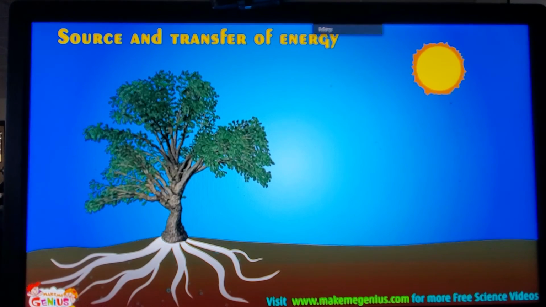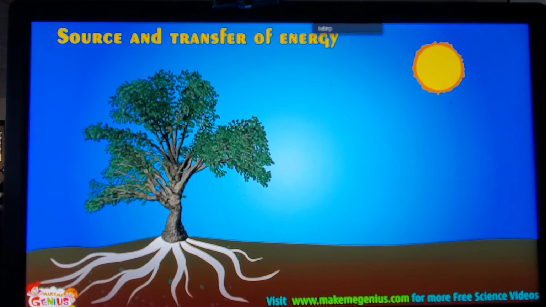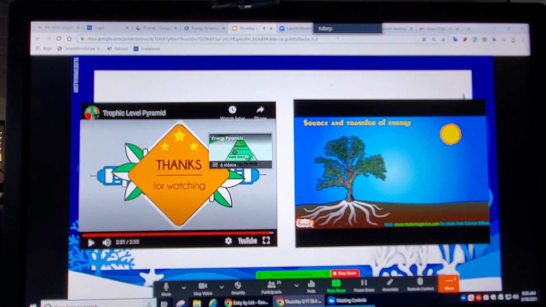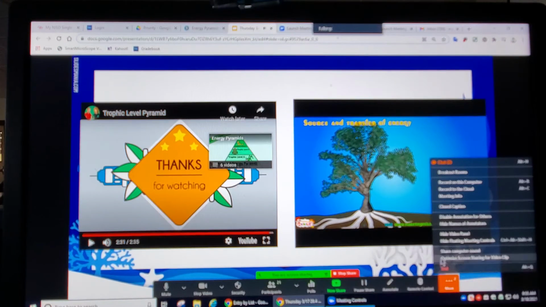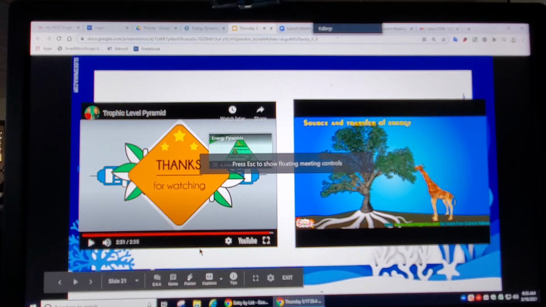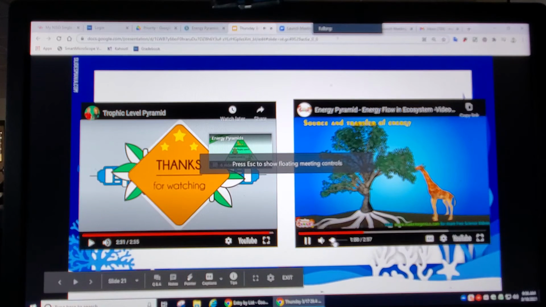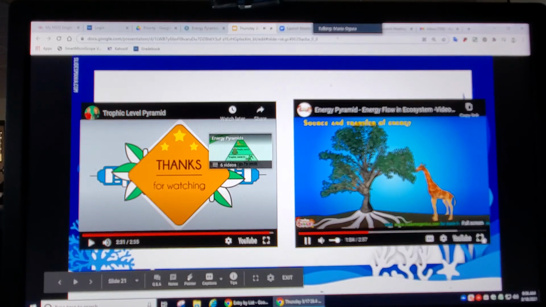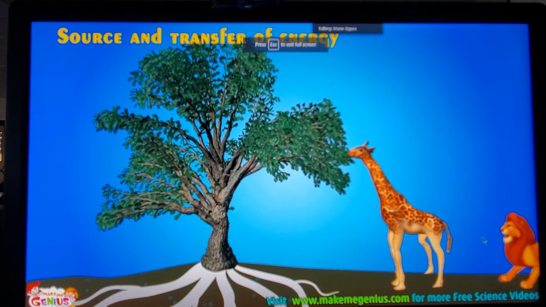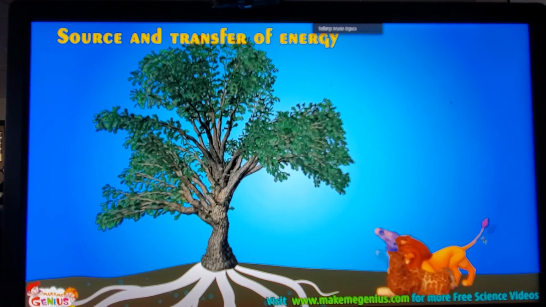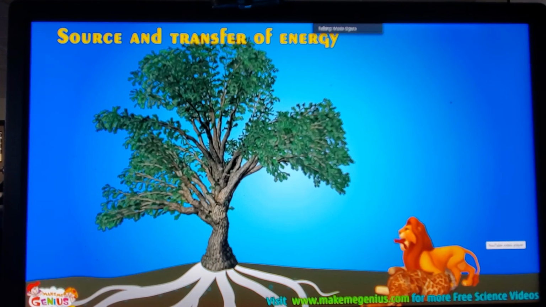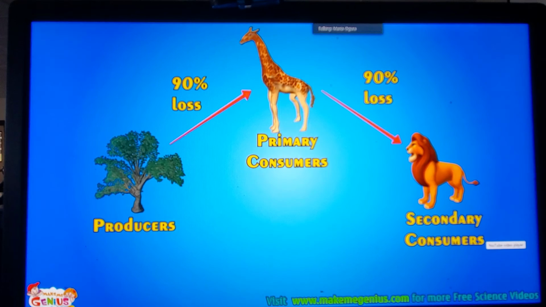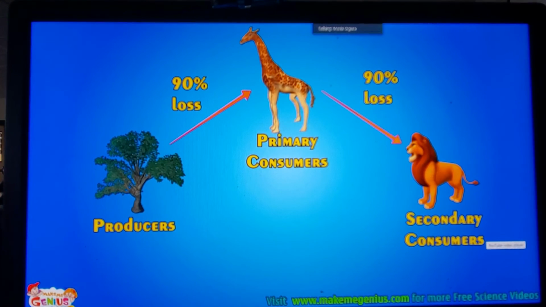Now, where does this energy come from? Most of the living species use the sun's energy. This energy is transferred to the body via the food they eat. The sun gives light energy, which is used by plants to make their food by photosynthesis. These plants are eaten by primary consumers and energy is transferred to them. Now secondary consumers eat these primary consumers and energy is transferred to them too. So does the giraffe get all the energy from the plant which the plant gets from the sun? Or does the lion get all the energy from the giraffe which the giraffe gets from the plant?